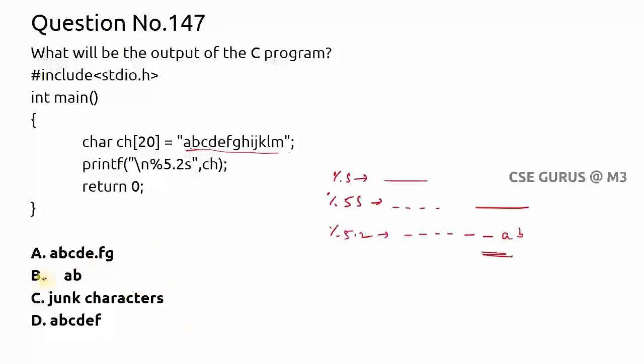So which answer is correct? Anyway, I have given spaces here, so option B is correct. It is with respect to this point value. So .3 means first 3 characters, .4 means first 4 characters, like this. The value before the point is the number of spaces required. So here 5.2 means 5 spaces followed by the first 2 characters printed as output. So option B is correct.